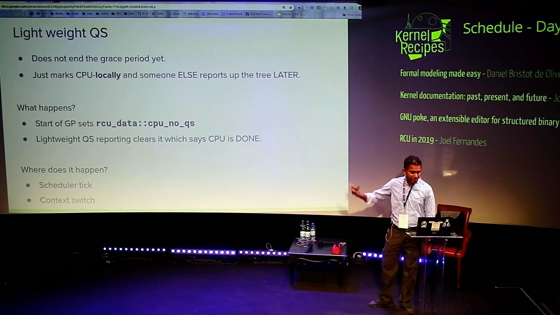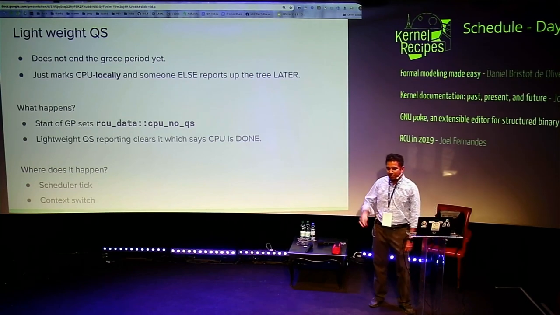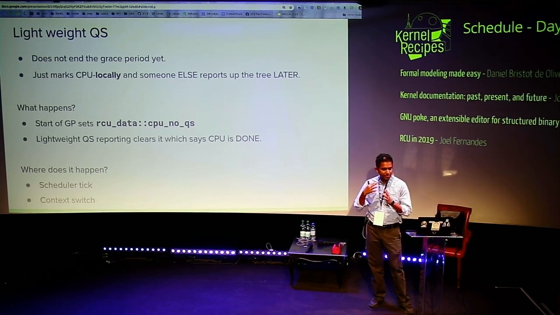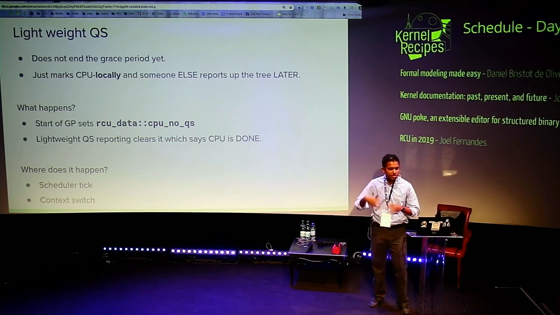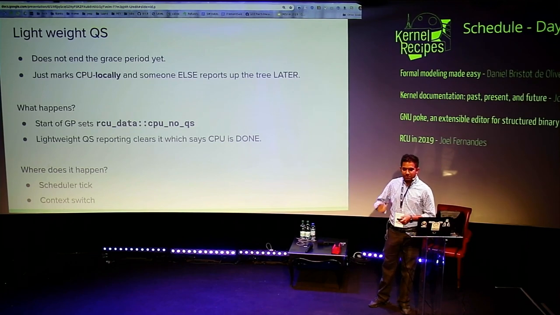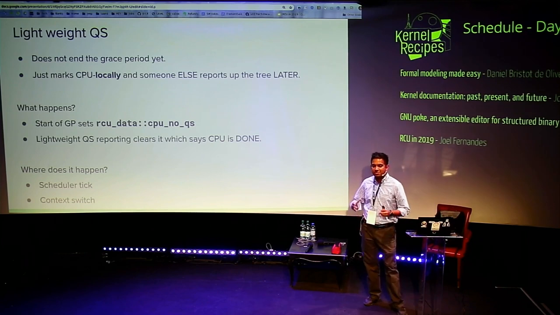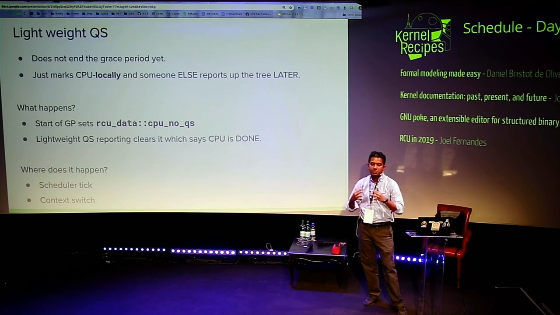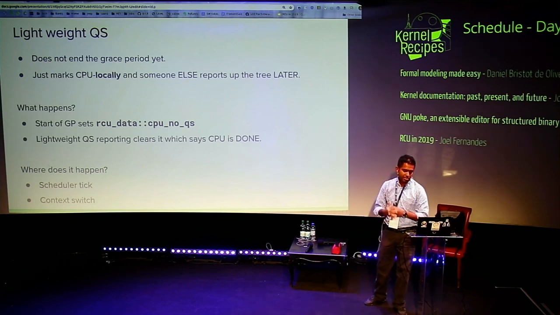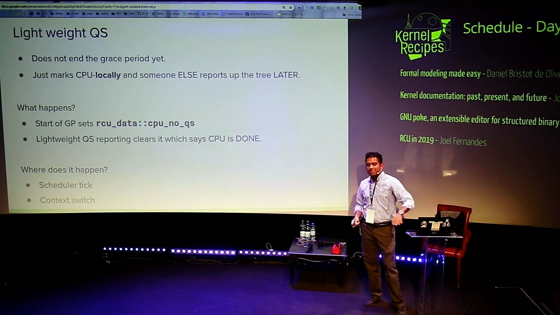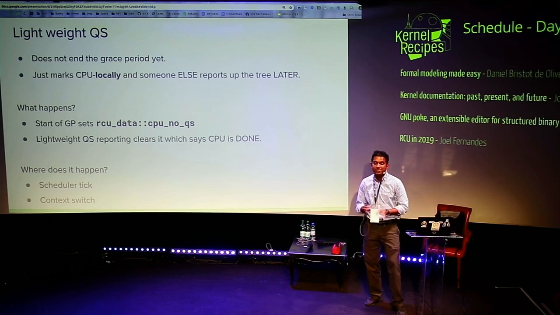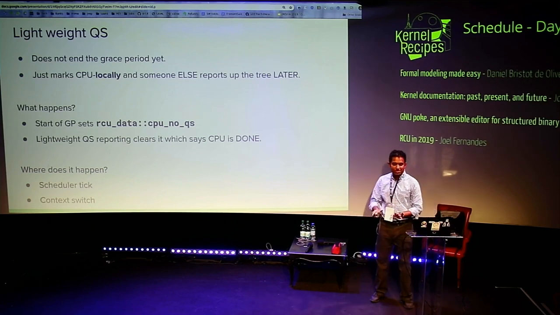Then you have the lightweight quiescent state, which is basically updating that flag I was talking about on each CPU, the per-CPU flag. It just updates that, saying that the CPU has passed through a quiescent state. However, it cannot end the grace period, because remember I told you the grace period is a global process, and the whole system has to agree that the grace period has ended. That's why this is lightweight: it doesn't end the grace period, but it updates that flag that says that, for that CPU's informational purposes, it has passed through a quiescent state.